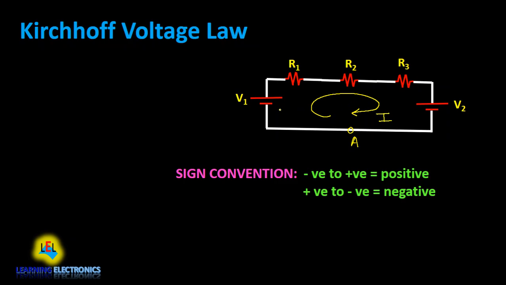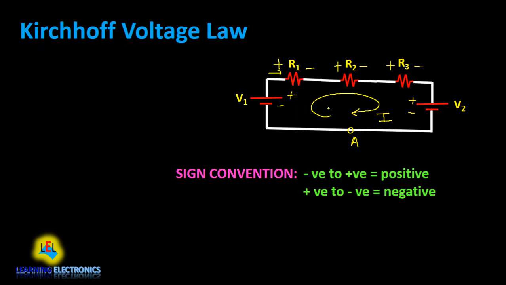Now here we can see that this is negative terminal and this is positive terminal. Again this is positive, this is negative. And we know that in the resistance, when we enter into the resistance and the current entering point is taken as positive and current leaving point at the resistance is taken as negative. Similarly for R2, current entering point will be positive, current leaving point will be negative. Similarly for R3 it is positive and leaving point is negative.